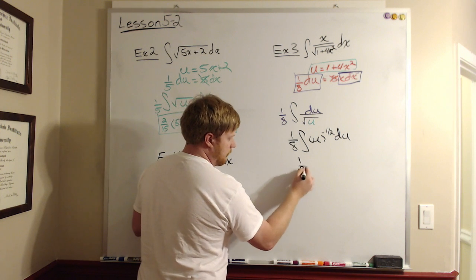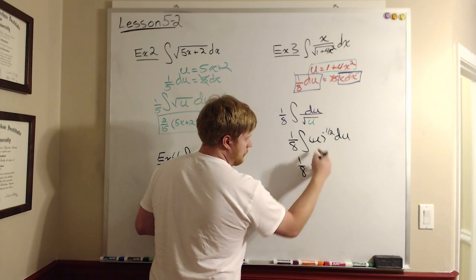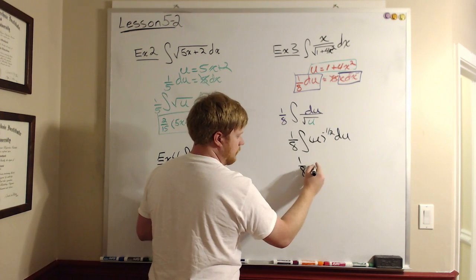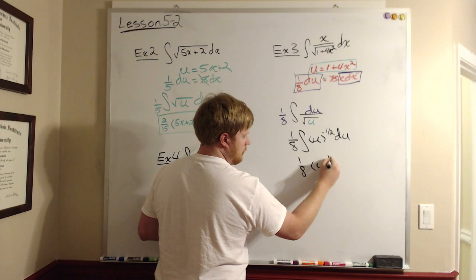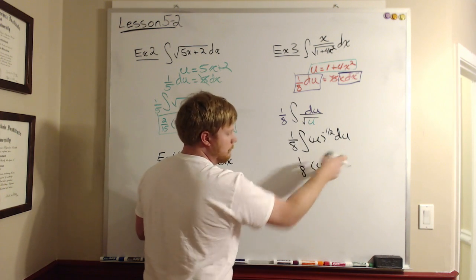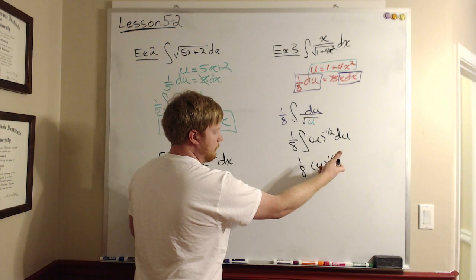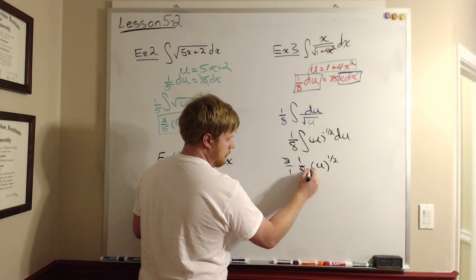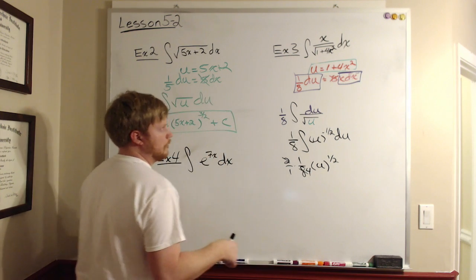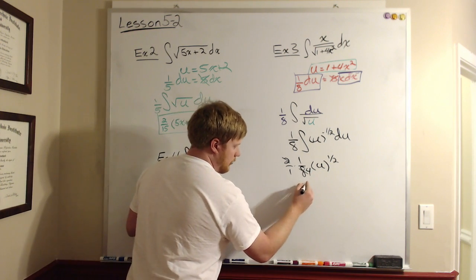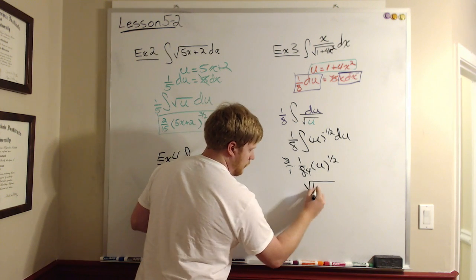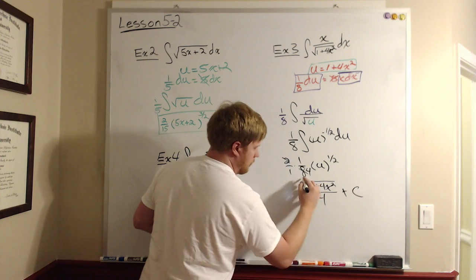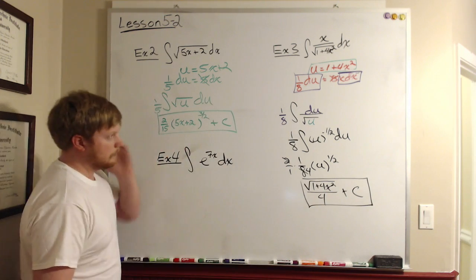So we have 1/8 u to the positive 1/2, and then multiply by the reciprocal over 1 gives me a 4 in the denominator. u was 1 plus 4x squared, so I have the square root of 1 plus 4x squared all over 4. Don't forget the constant of integration, plus c.